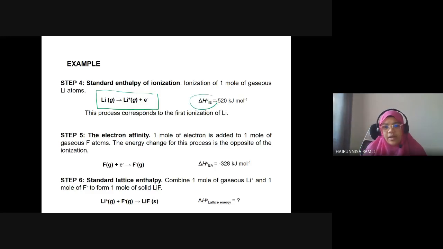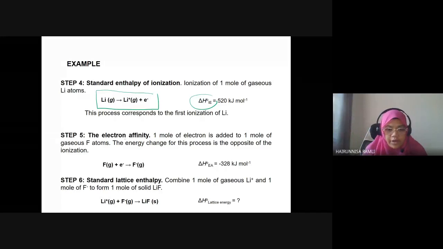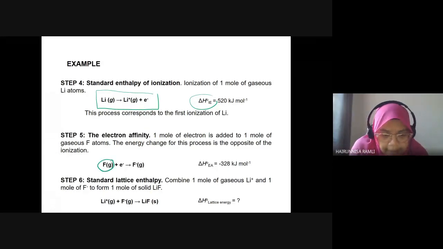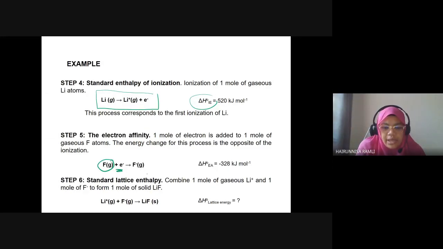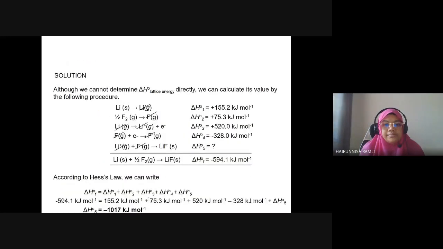And then electron affinity, you accept an electron. So from the F atom, you receive an electron and get F minus. So this is EA. And then set number 6, this is what you want to find, right? This is what I wrote earlier. Lithium plus and F minus produce lithium fluoride. Okay, so how do we combine?